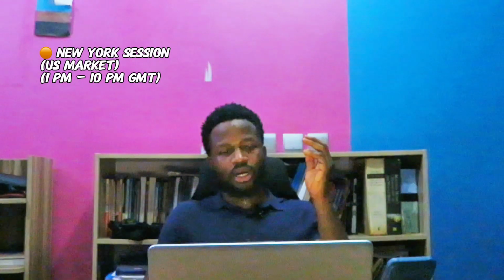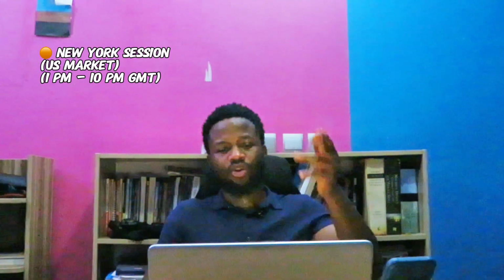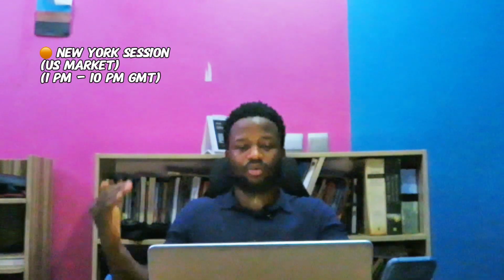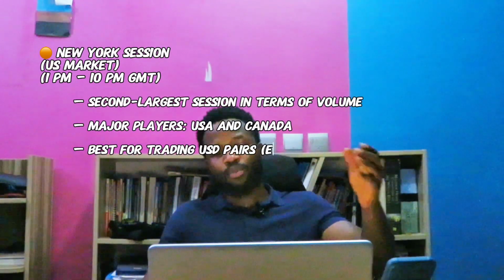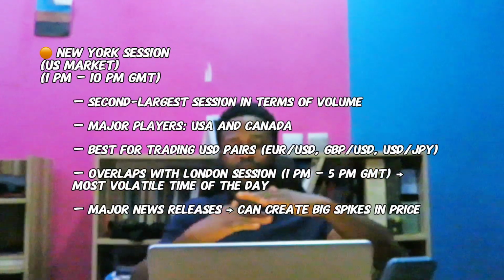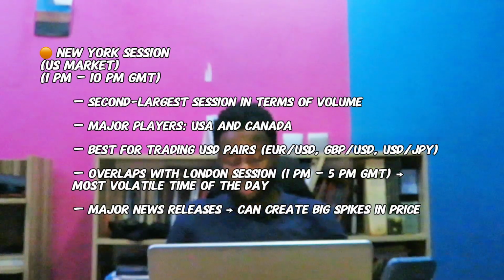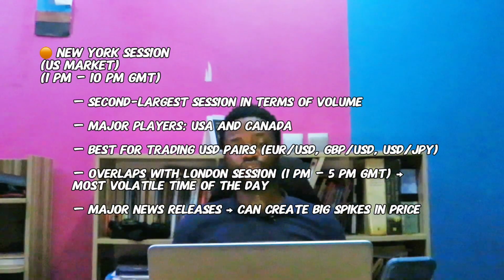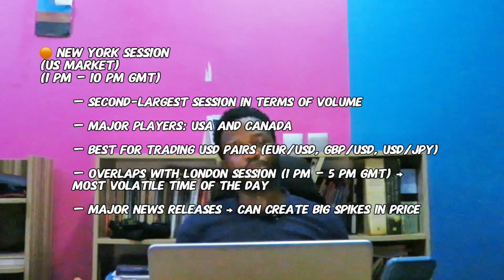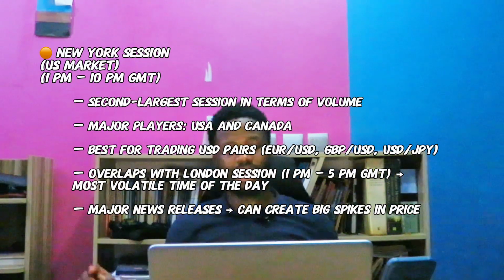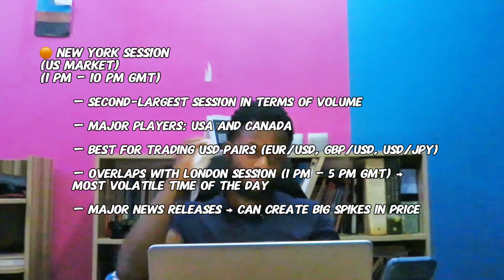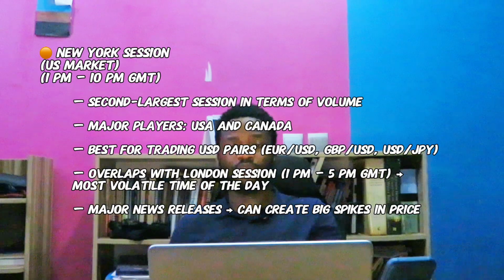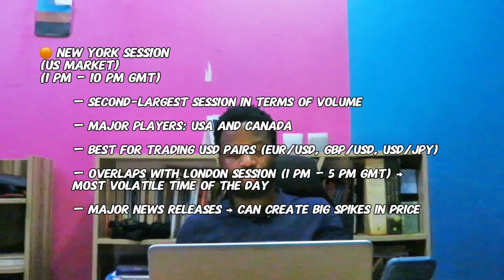All right, then lastly is the New York session. So the Tokyo closes 1 hour after London opens, and then only London runs to like 1 p.m. in the afternoon when New York too joins it. So from that time there is overlap of the two markets. All right, so the New York session is the second largest session in terms of volumes. The major players here are USA and Canada. It is best for trading USD pairs like the Euro USD, GBP USD, USD JPY, and so on and so forth.